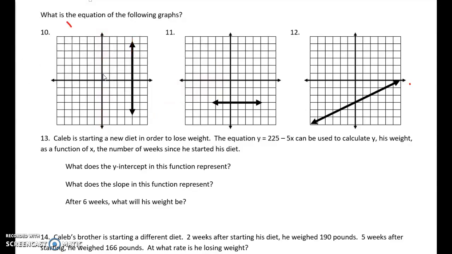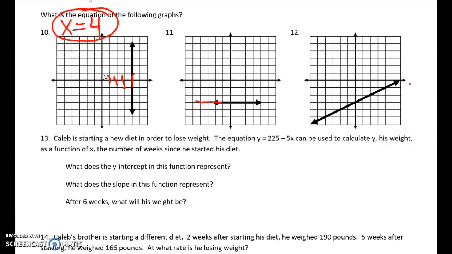That means it cannot be written in the form y equals mx plus b. We don't have an m and we don't have a b. A vertical line has to be in the form of x equals 1, 2, 3, 4. There's your equation.